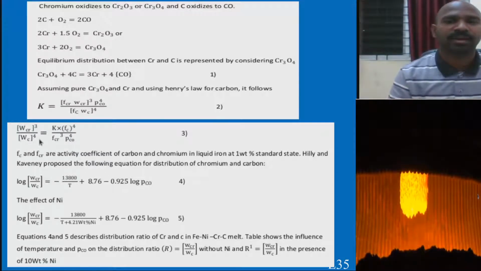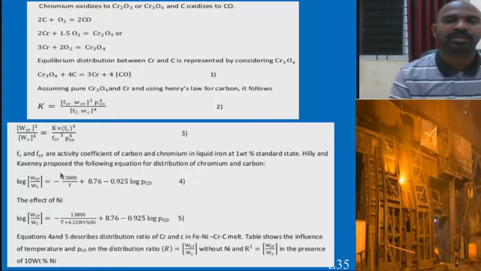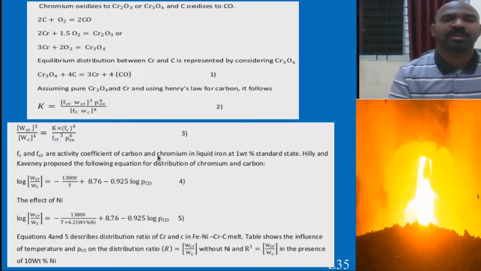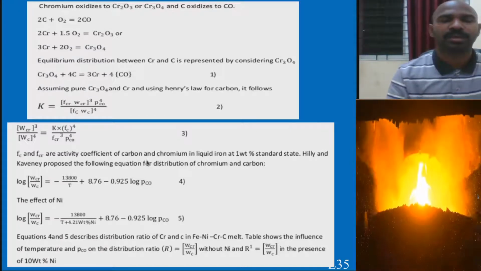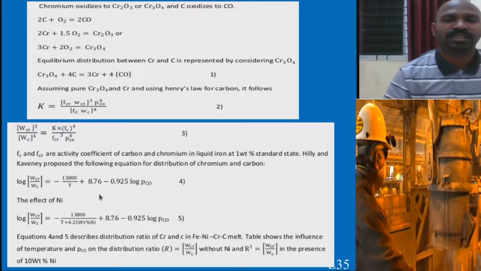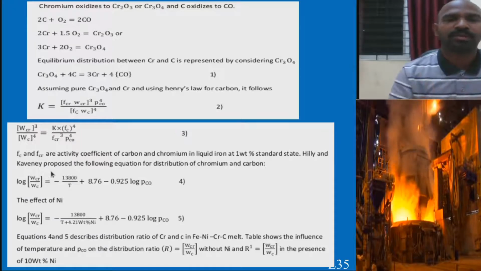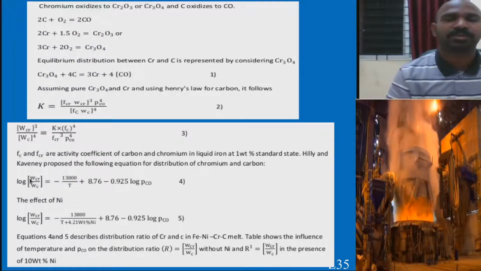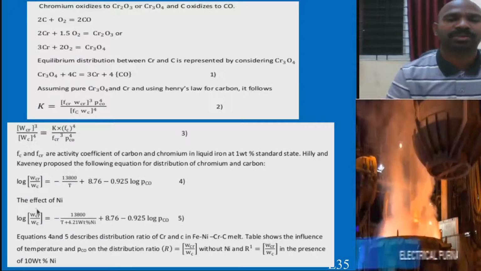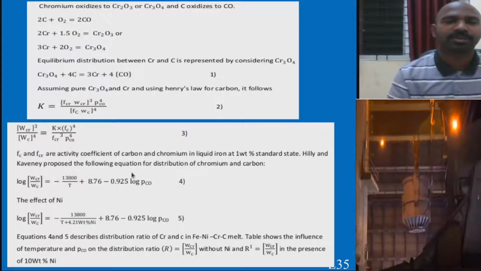So how do you understand the chromium and carbon ratio, how much is reduced, how do we know? If I know the thermodynamic values such as free energy, in the form A plus BT, and I give you the equation developed by Hilty and Kaveney, can you get it? So what is the effect of chromium? And if you want to know the effect of nickel, another equation was suggested by these people.